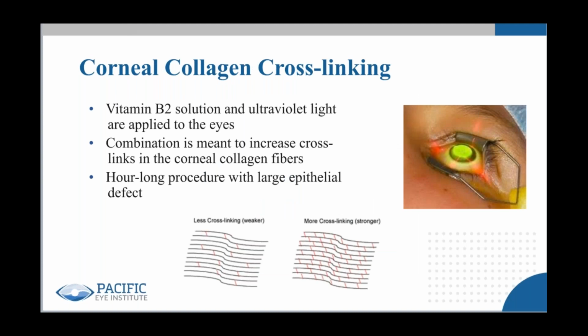So collagen crosslinking is a surgery where the skin of the cornea is removed, and then a vitamin B solution along with ultraviolet light are applied to the eye. The surgery takes an hour to do, as opposed to the Intacs, which takes about 5 minutes. The idea is that this combination of vitamin B and ultraviolet light increases the strength of the cornea. As you can see by the little cartoon down below, there's a stronger bond between the layers of the cornea. Now, in order to do this procedure, you have to create a large defect on the surface of the eye, which is essentially like a sore. It makes the eye uncomfortable, and it causes the potential for scarring.